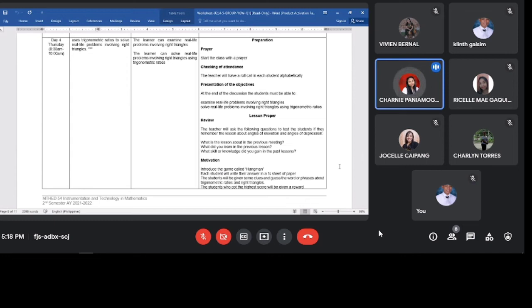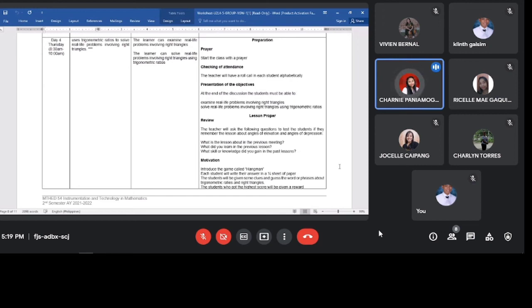For the preparation, the teacher will start the class with a prayer, and then have a roll call of each student alphabetically, then present the objectives. The objectives are to examine real-life problems involving right triangles, and solve real-life problems involving right triangles using trigonometric ratios.